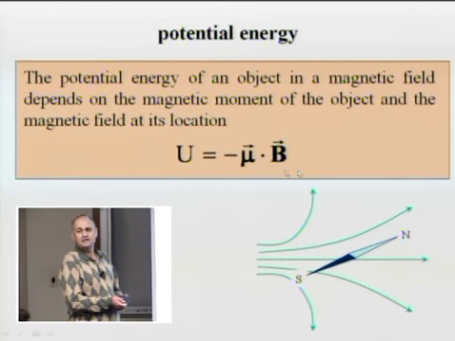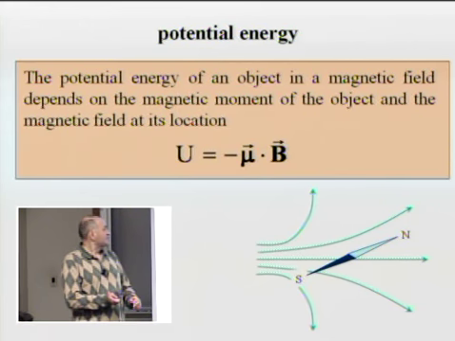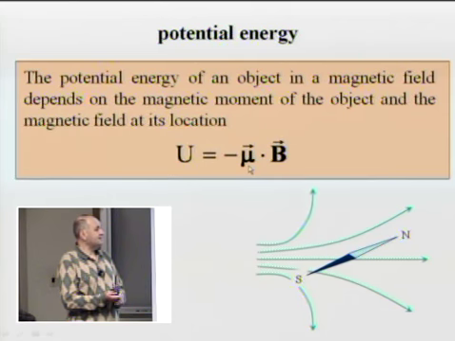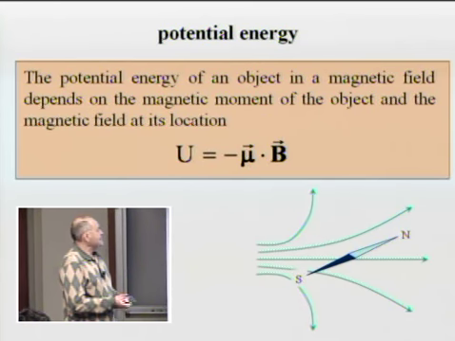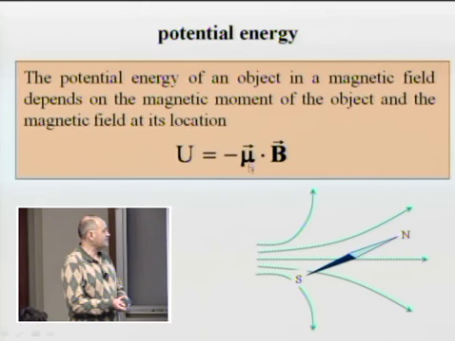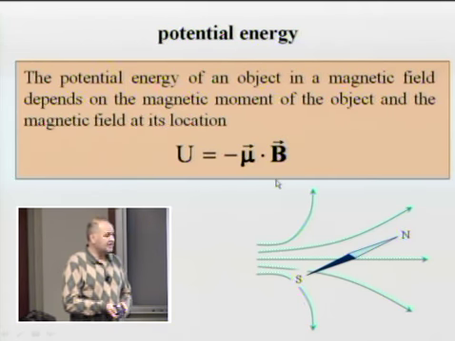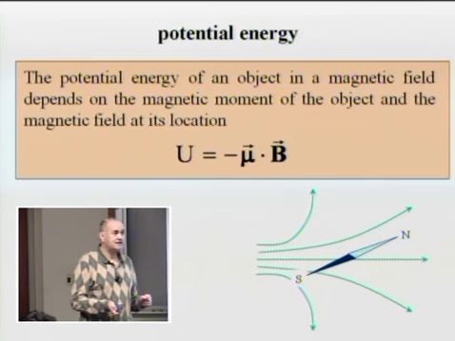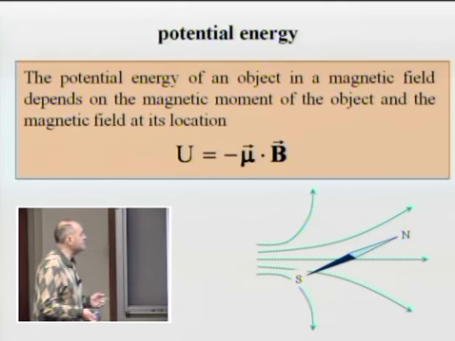What product do we have here? Dot product, scalar product, right. So we take two vectors, multiply them, and the result is going to be a number. At what orientation is the number which we obtain the smallest? Let's recall how we calculate the scalar product. I can take the magnitude of the magnetic moment times the magnetic field strength times cosine of theta, which is the angle between the magnetic moment and the magnetic field vector.